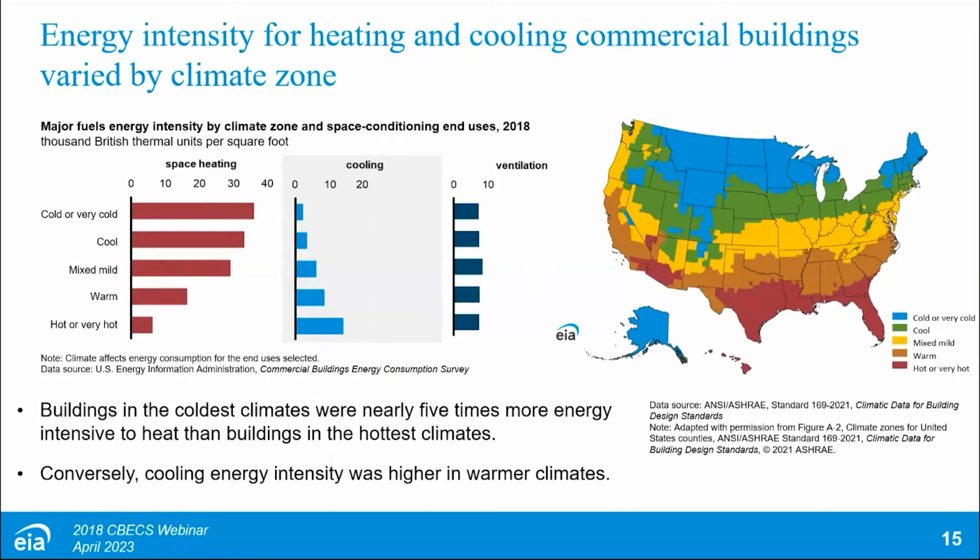Lastly, I'd like to highlight how the space heating and cooling end uses vary greatly by the climate in the area the building's located. Those buildings in the coldest climates were nearly 5 times more energy intensive for space heating than buildings in the hottest climates. Conversely, cooling energy intensity was higher in the warmer climates. Buildings in the hot and very hot climate zones consume 5 times more energy for cooling than buildings in the cold and very cold climates.